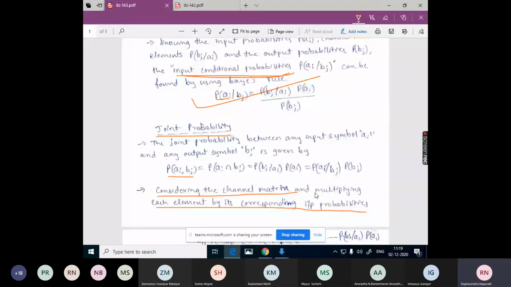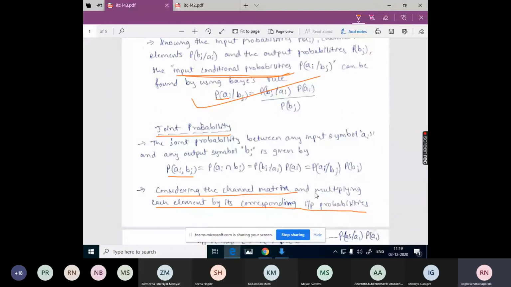So this is what it is saying. If we multiply the elements of the channel matrix with the corresponding input probabilities, then we will get the joint probability matrix. So, considering the channel matrix and multiplying each element by its corresponding input probability, here it is written.